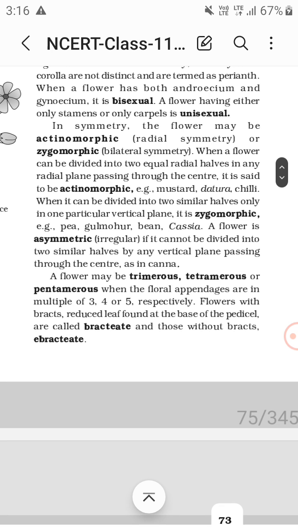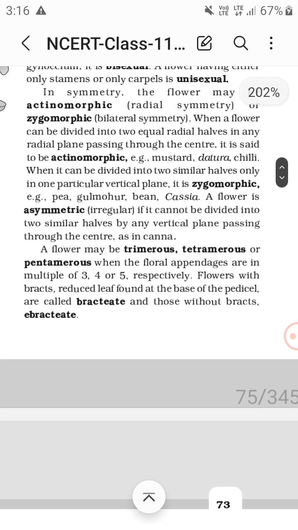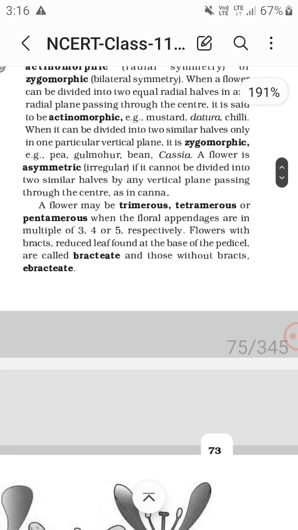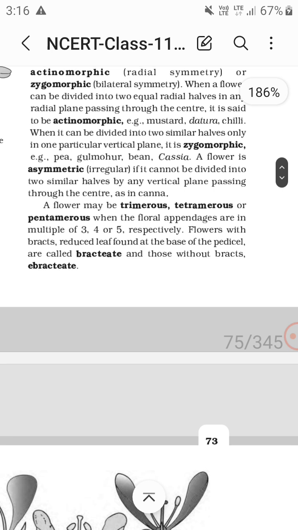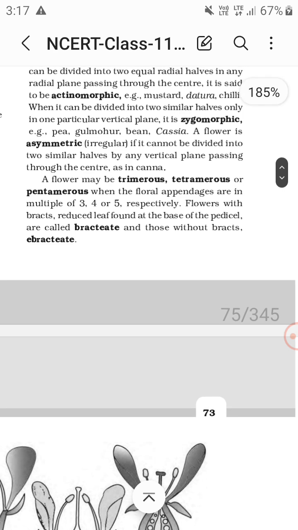When a flower can be divided into two equal radial halves in any radial plane passing through the center, it is said to be actinomorphic, as in mustard, datura, chili. When it can be divided into two similar halves only in one particular vertical plane, it is zygomorphic, that is bilateral symmetry, as in pea, bean, cassia, gulmohar. A flower is asymmetric, irregular, if it cannot be divided into two similar halves by any vertical plane passing through the center, as in canna.